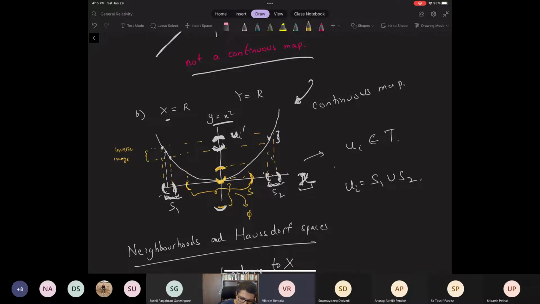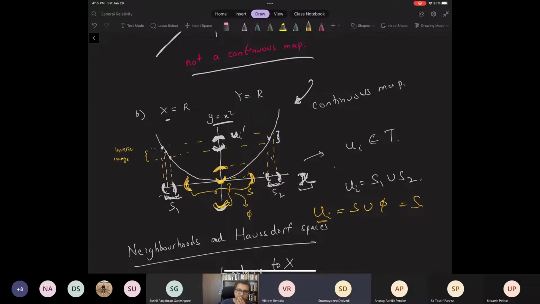So let me call this S, and so the inverse image of this entire interval in Y becomes the union of S, which is this, and the null set phi, which is an open set in X, which is just S, which is just this interval.